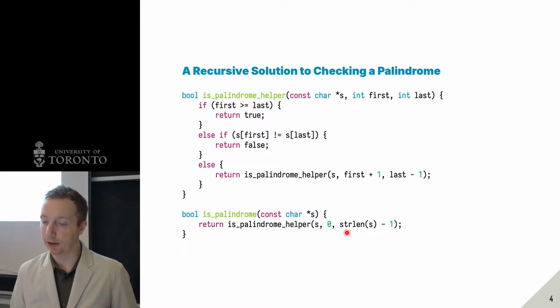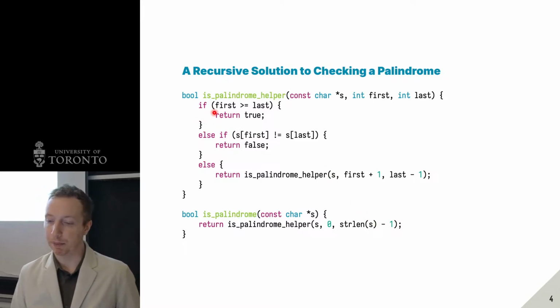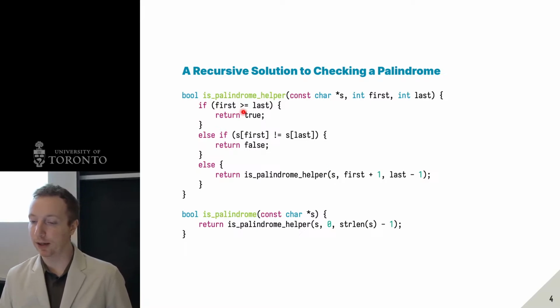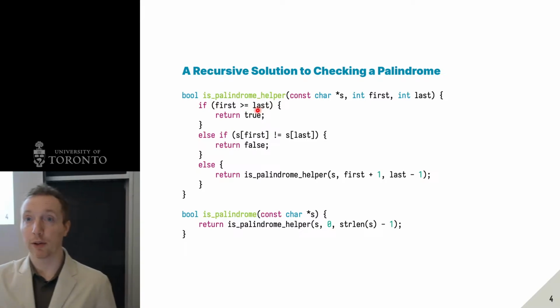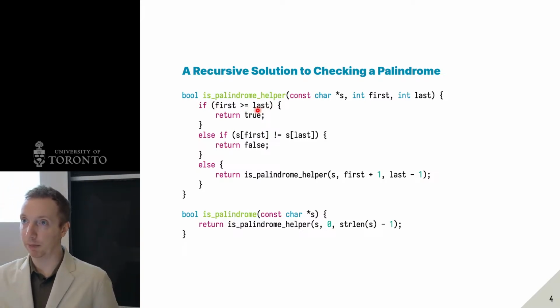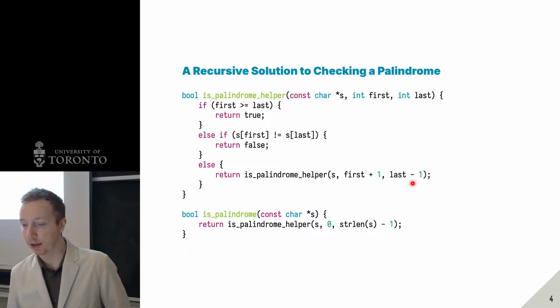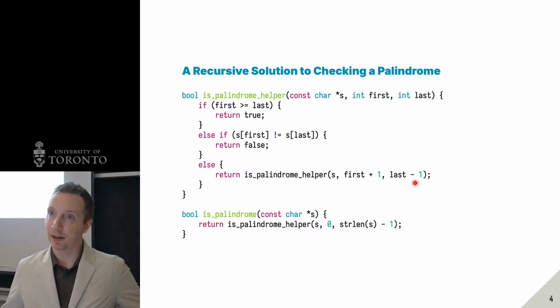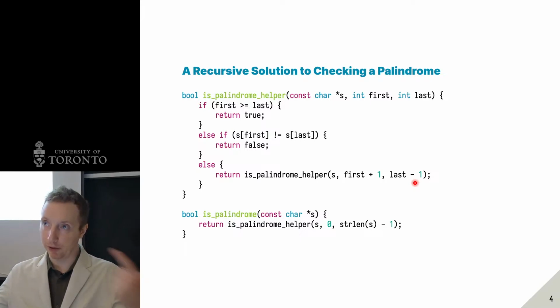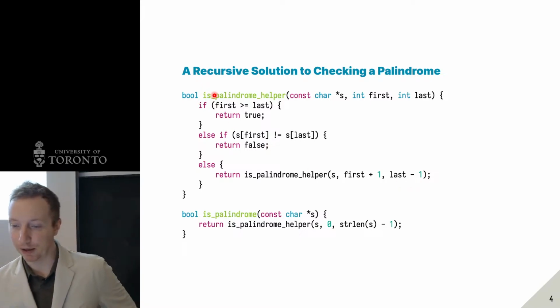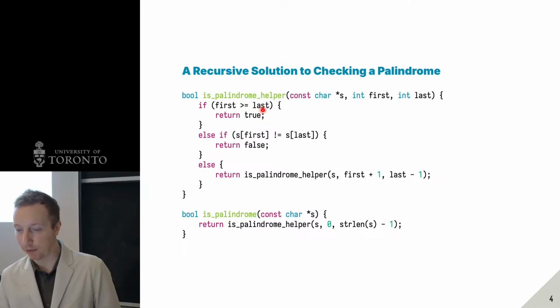The last character is going to be that string length - 1. And then my base case is if the first index is greater than or equal to last, so either they're both the same, so I'm comparing the same character, or because I add 1 to first and subtract 1 from last, could be the scenario where they cross each other. So if they cross each other as well, it's covered by this.